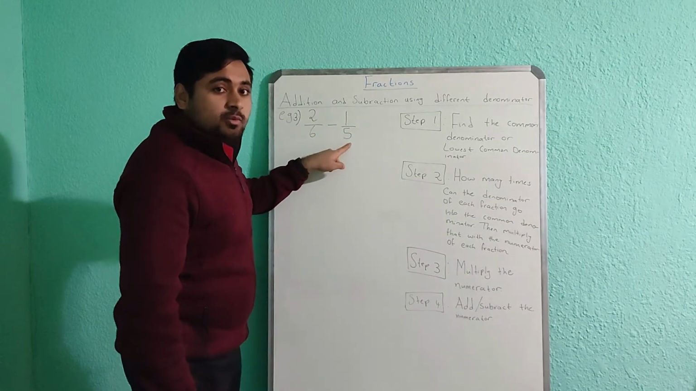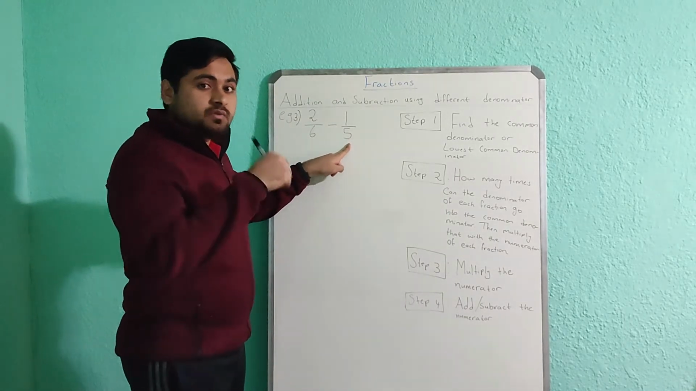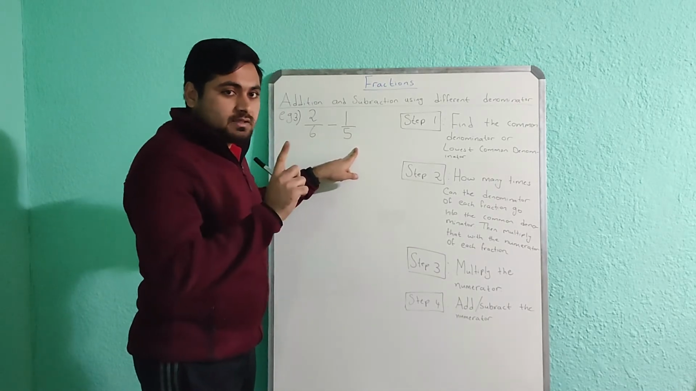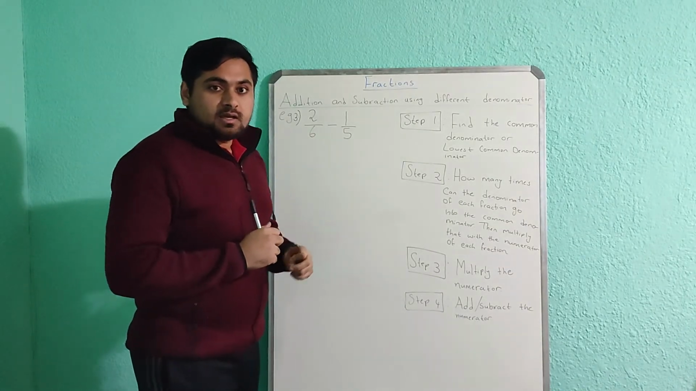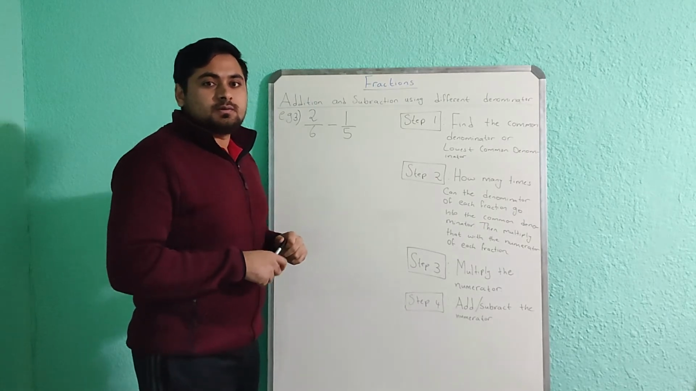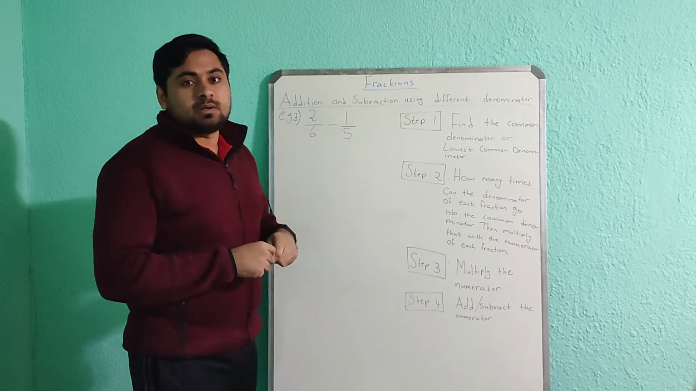We move on to the denominator of the second fraction. We ask ourselves, can 5 go into 5 without a remainder? Yes, it can. How many times? 1 time. Now, can 6 go into 5 without a remainder? No, it cannot. So you see, we have a problem now. Both cannot go into each other without a remainder.